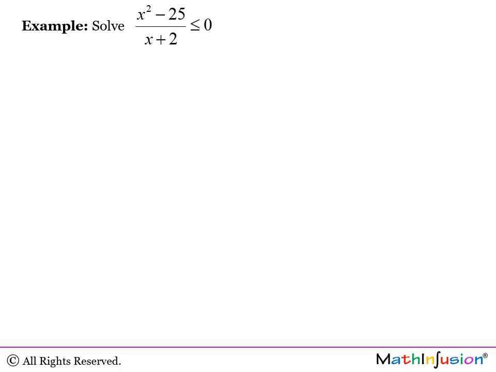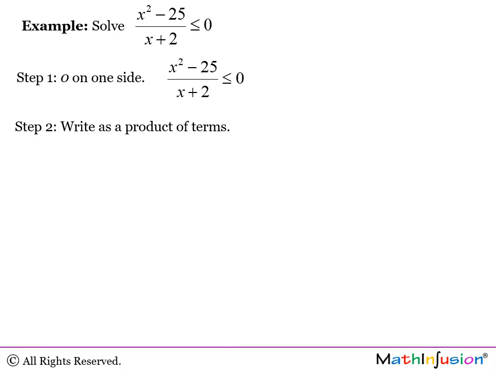Example: solve the inequality x to the power of 2 minus 25 over x plus 2 is less than or equal to 0. Step 1. It's already done. Step 2. As before, x to the power of 2 minus 25 is the product of x minus 5 and x plus 5.